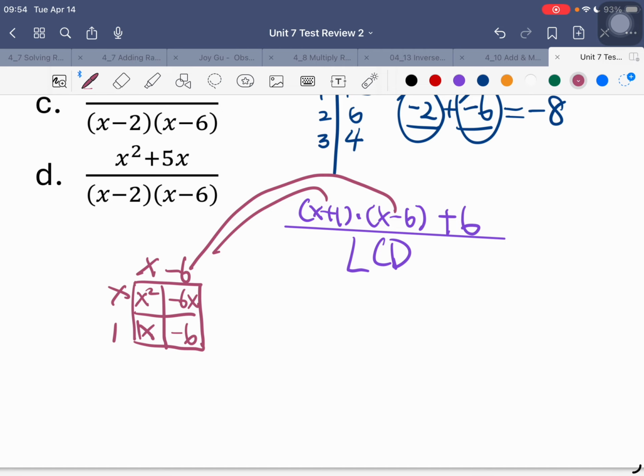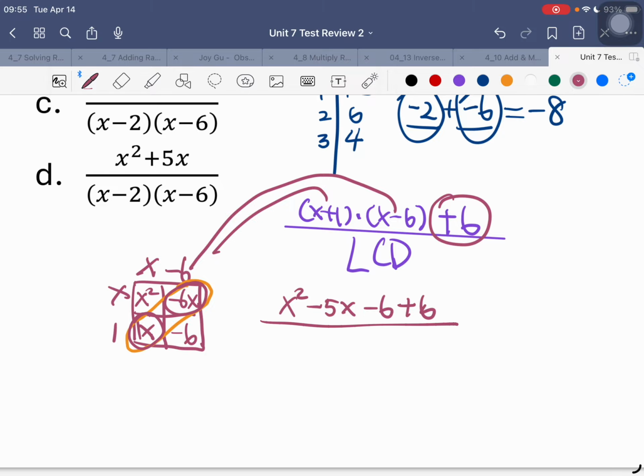So I can combine -6x and the 1x by adding them up. It will give you -5x. So at the end, it will become x squared minus 5x minus 6. And don't forget at the end there is a plus 6.